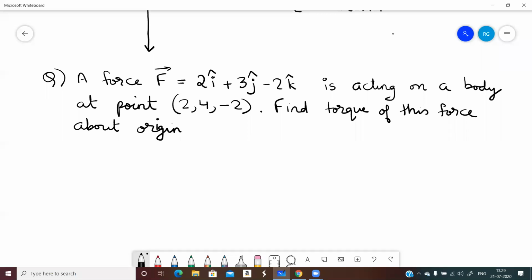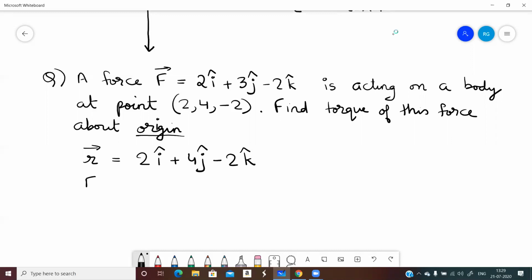So let us come to a question which states a force F equal to 2i cap plus 3j cap minus 2k cap is acting on a body at point (2, 4, -2). Find the torque of this force about the origin. So they are asking us to find the torque about the origin. It is a very simple question. The value of r we can write as 2i cap, taking the coordinate axis, plus 4j cap minus 2k cap.